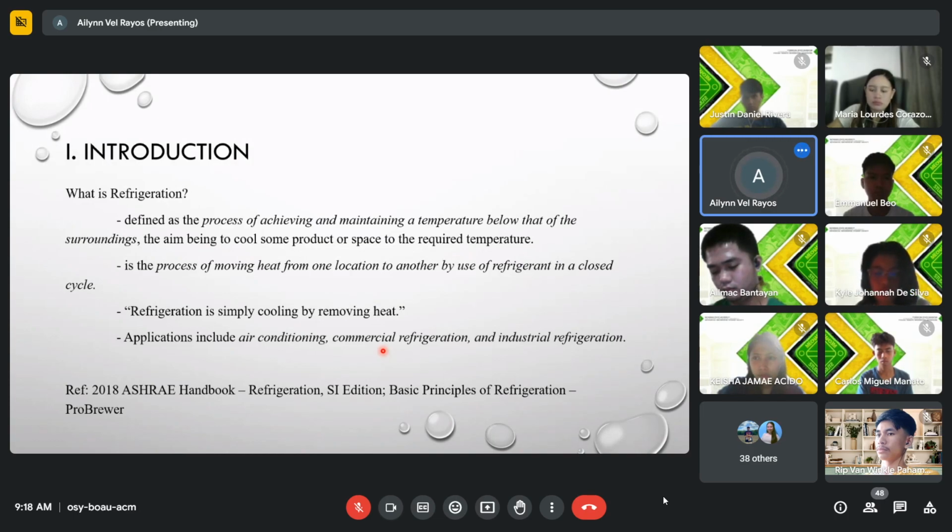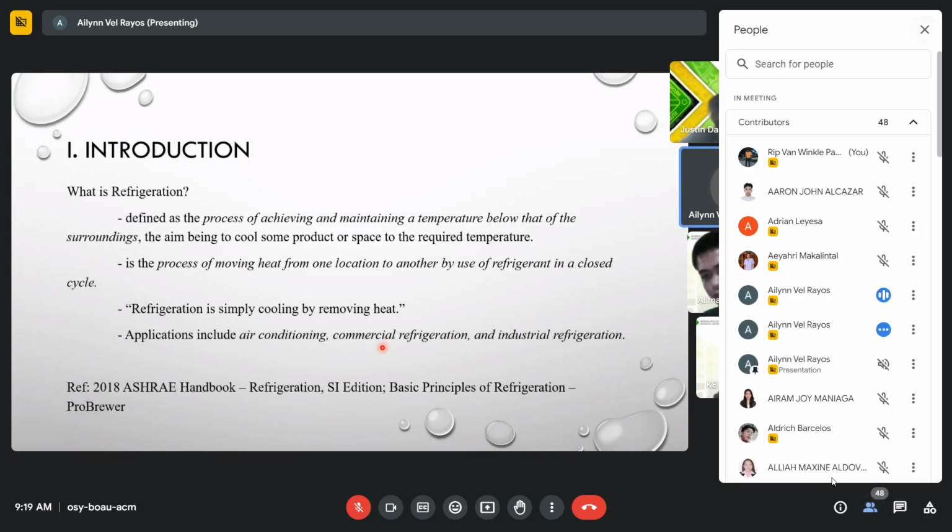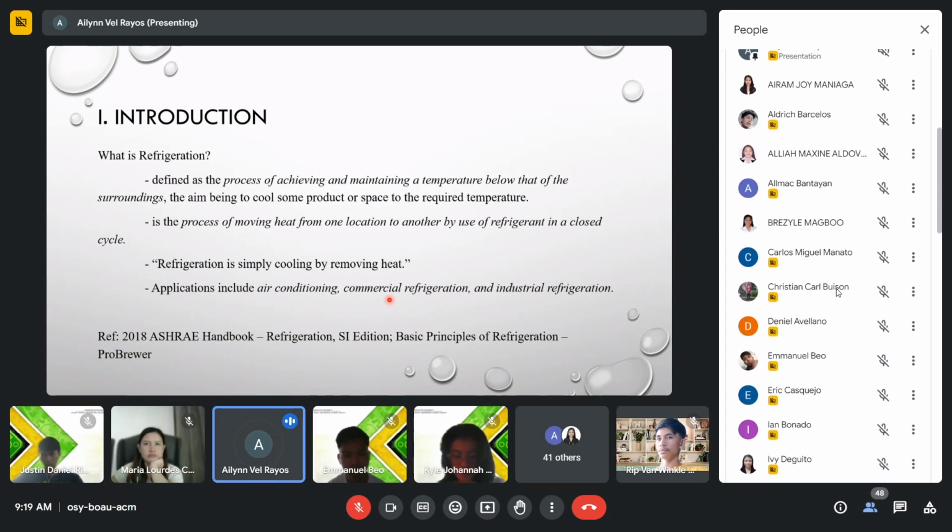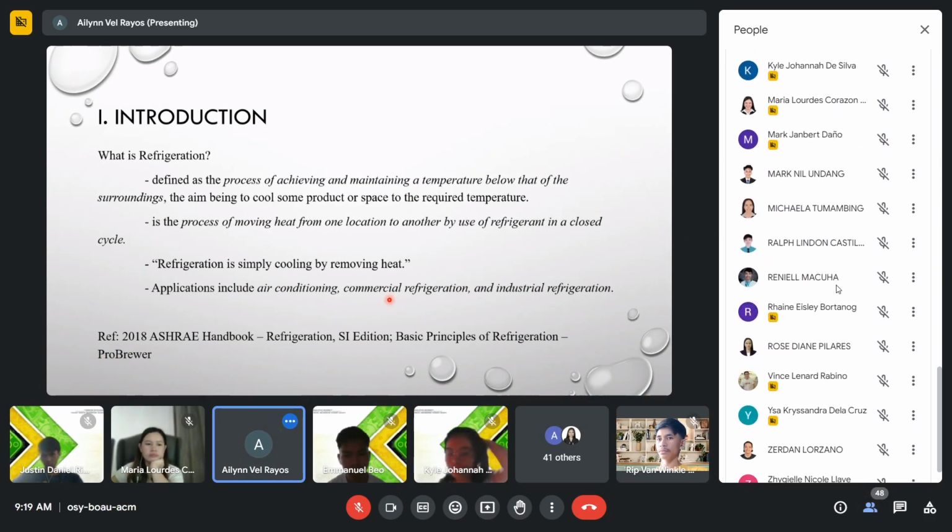Although this one is not part of our discussion, because this is part of refrigeration, we will also define what air conditioning means. It refers to the treatment of air so as to simultaneously control its temperature, moisture content, cleanliness, odor, and circulation, which is required by occupants and processes or products in the space.